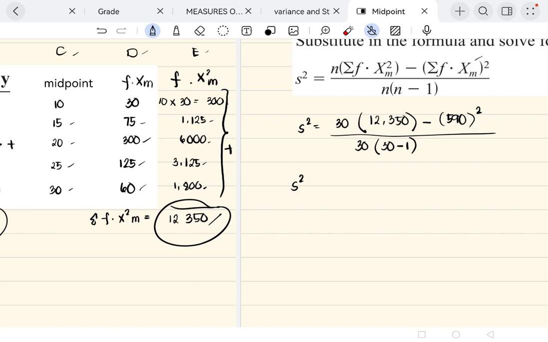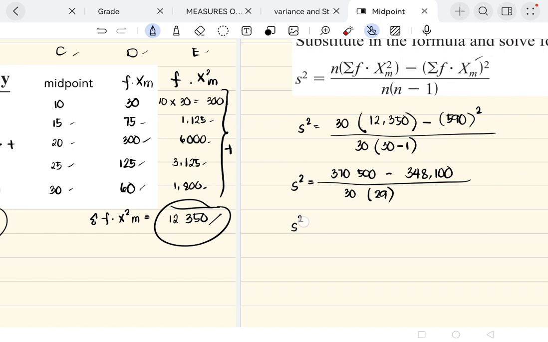So for our s squared, that is 30 times 12,350, that is 370,500, minus 590 squared, that is 348,100, over 30 times 29.